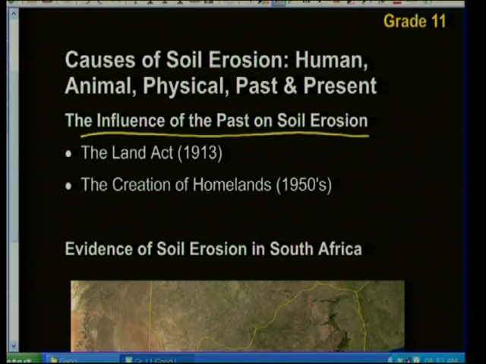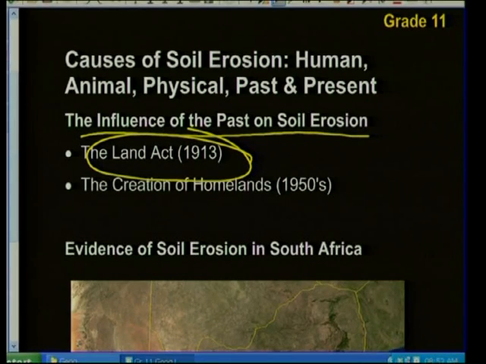The last one is past and present in terms of causes of soil erosion, the influence of the past on soil. As we've discussed earlier, only 13% of the land was used in terms of agricultural activity. But in South Africa, our history has dictated the rate of soil erosion. Acts during the apartheid era, like the 1913 Land Act and the creation of homelands in marginal areas in the 1950s, have resulted in people living in areas that are susceptible to soil erosion.